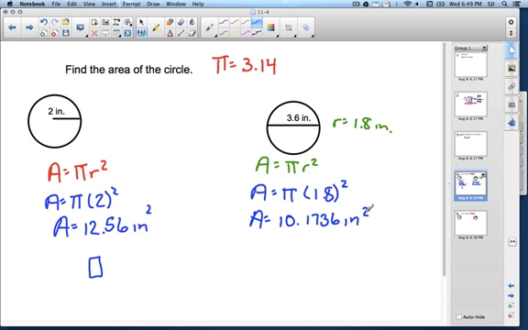And that's how you find the area of a circle, whether you're given a radius over here or a diameter over here. The formula is area equals pi r squared. If you're given a radius, you just substitute that number into the formula. If you're given a diameter, you have to take your number and divide it in half first, take this new number and substitute it into the equation.